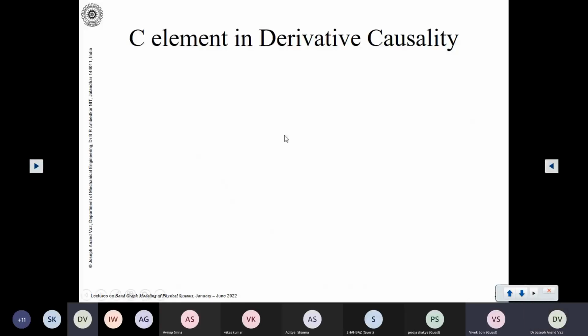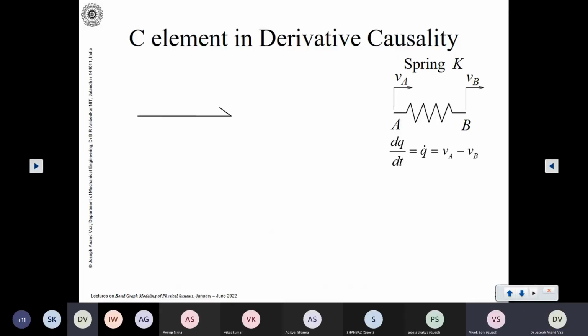Now, in derivative causality, we take the spring, the same relations, but now instead of flow being the input, the effort is the input, and it's the cause. What the spring is required to do is determine its state. It has to determine Q by inverting this relationship. If it is invertible, then fine, it can determine it. Not if it is not invertible. So let's assume it is invertible, it can do that.